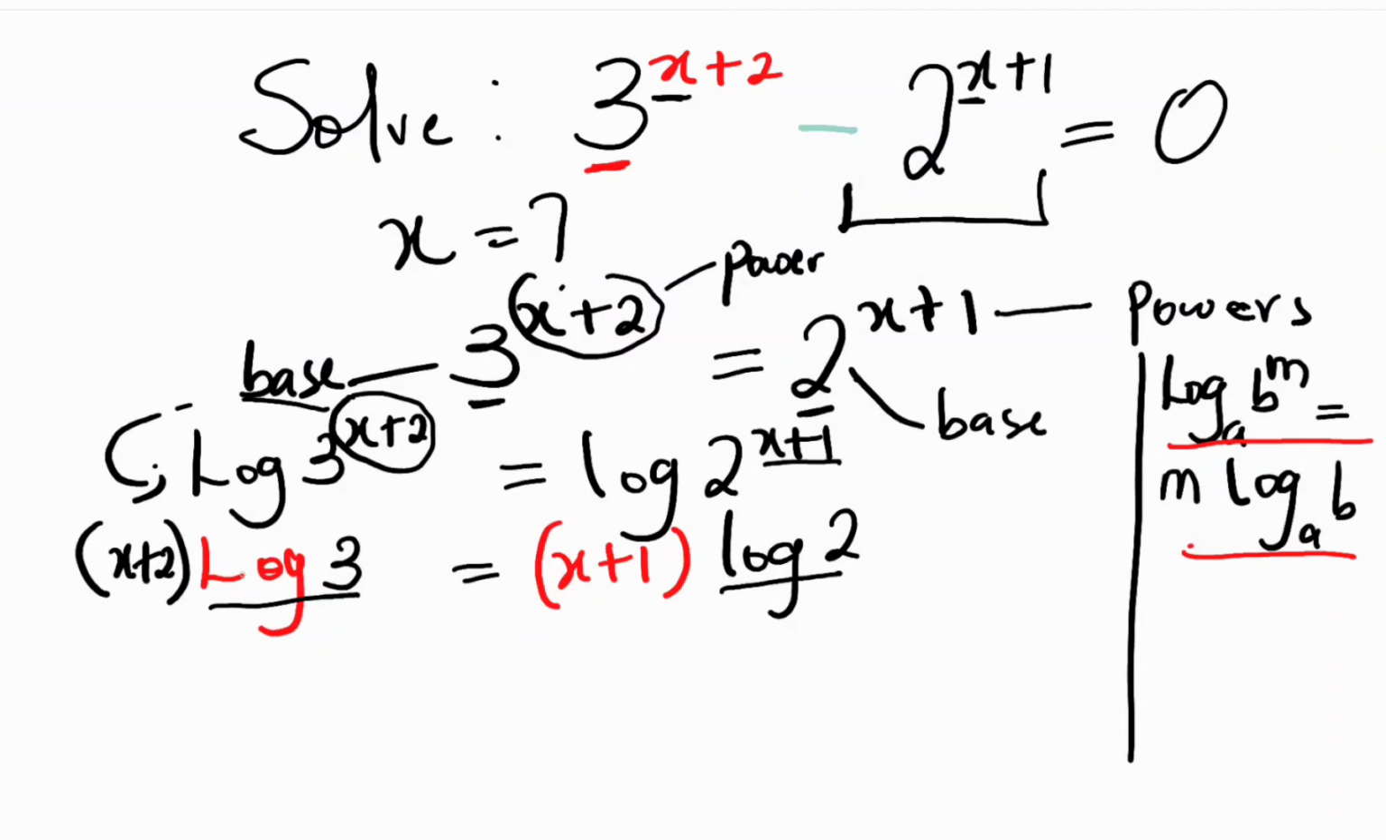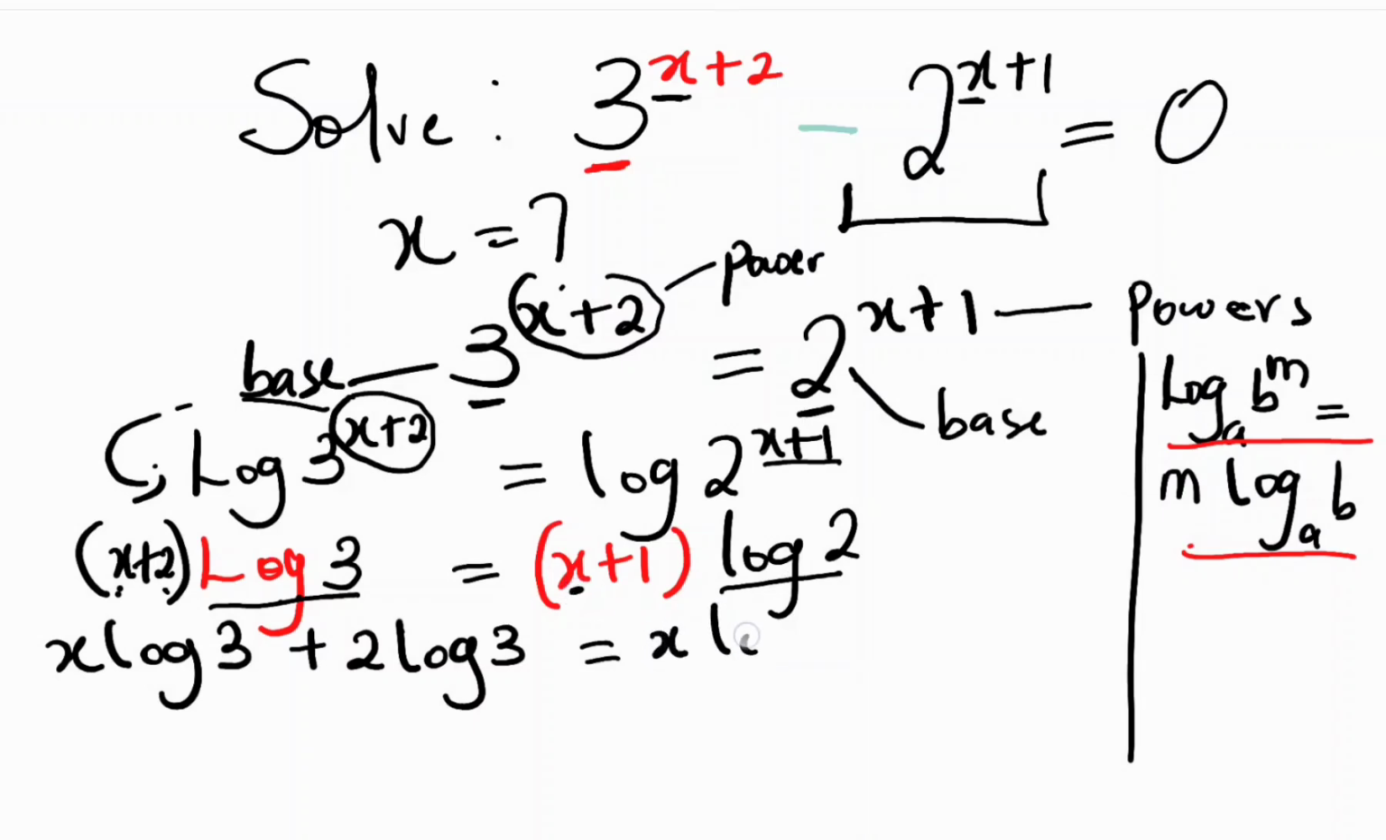And for us to open the bracket, we have to use the same logarithm to multiply the two terms in the bracket. The first term here is x and the second term here is 2. Okay? So you can now see that log 3 times x will give you x log 3, and log 3 times 2 will give you plus 2 log 3, and it is equal to log 2 with the same thing, which will give you x log 2, and log 2 times 1 gives you plus log 2.